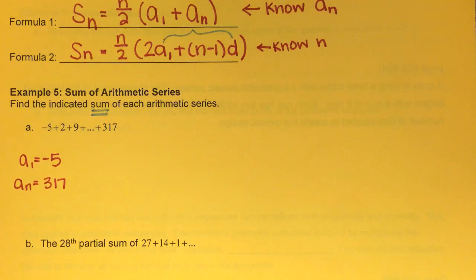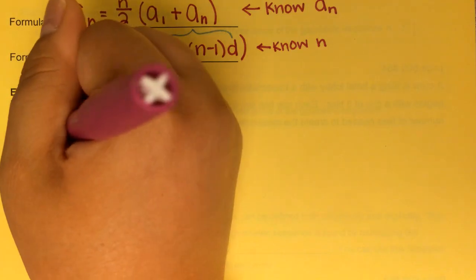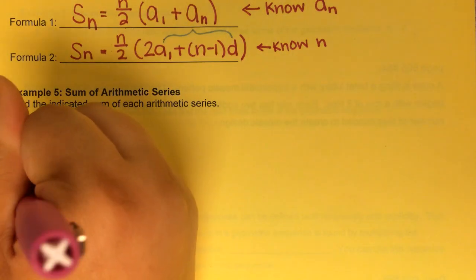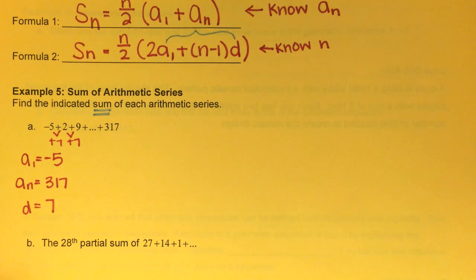Okay, what else do I know? I'm adding how many? 7 each time. So I know D equals 7. What do I not know? I don't know N. Do y'all agree with that? I have no idea what N is.